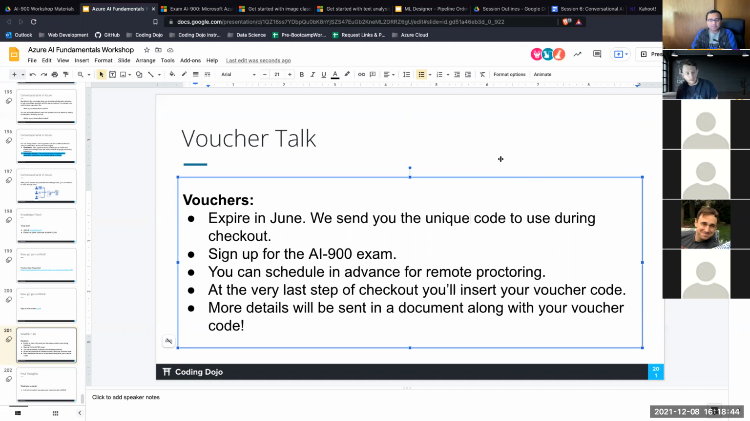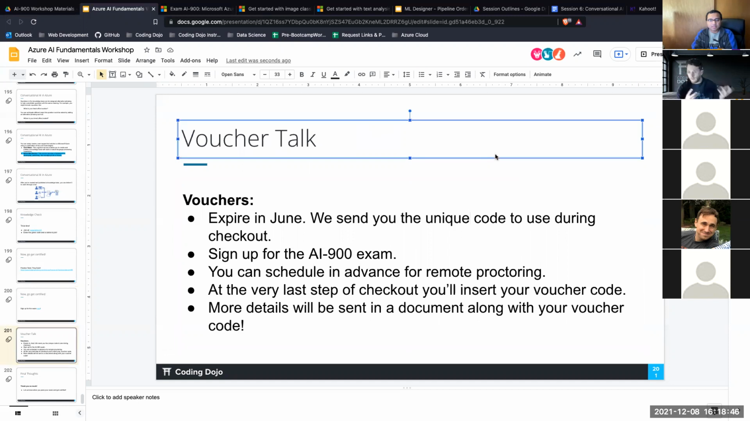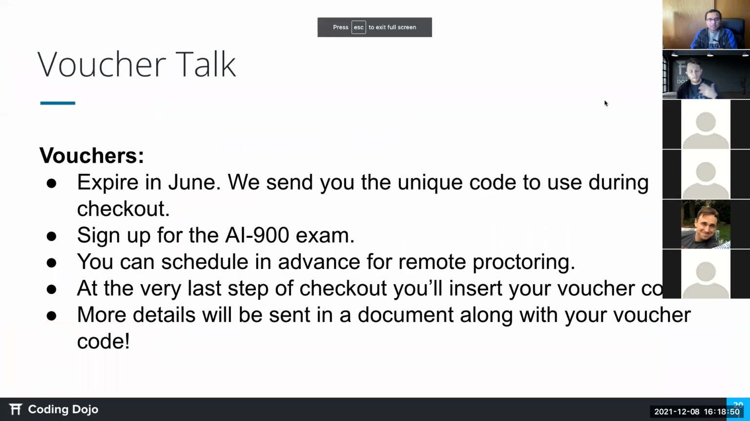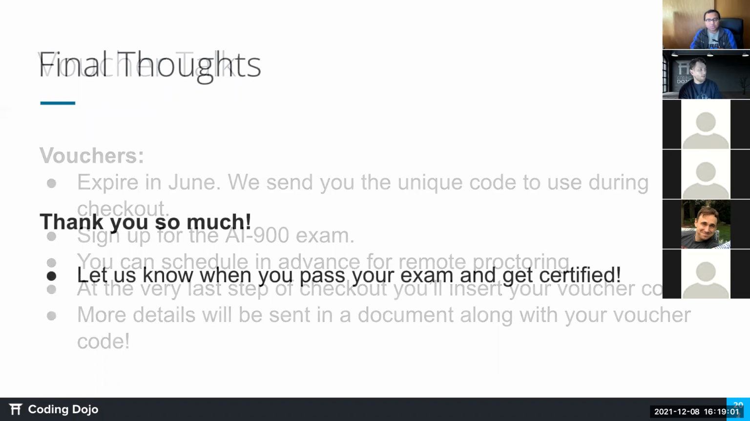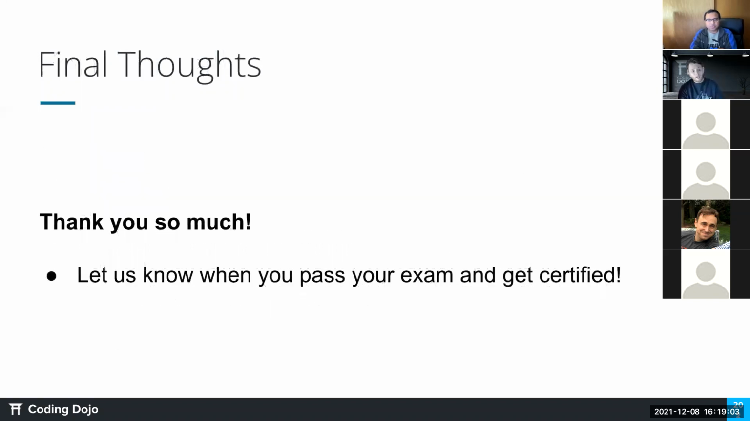I would really encourage you to get that set up as soon as you can, because I've witnessed students sometimes miss out on the information there. So sign up for advanced. It is remote. It is proctored. So you do have to do that. And again, at the very last step of the checkout with Pearson VUE, that's when you're going to put in your coupon code. And then let me know when you get certified.